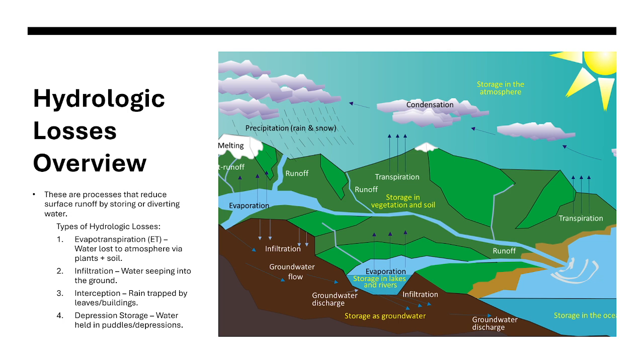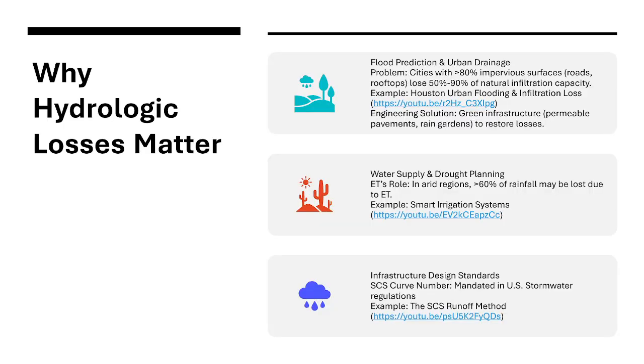But why are we studying this hydrologic process? They are naturally occurring processes in the environment or the atmosphere. Why though? Why do these hydrologic processes matter? So first, we have your flood prediction and urban drainage. It is important because cities mostly have impervious surfaces.